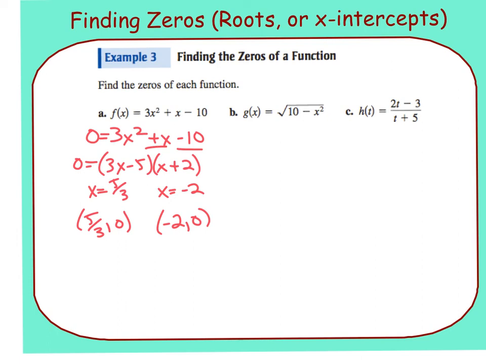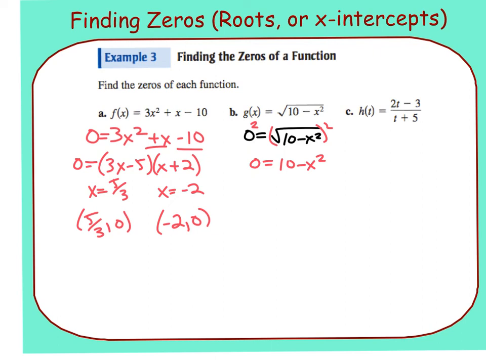This next one, I have the square root of 10 minus x squared. So, to find a 0, I just set it equal to 0. What do I need to do first? I need to get rid of the square root. What's the inverse operation of square rooting? Squaring. So now I square both sides. All right? So now I end up having 0 is equal to 10 minus x squared. And then what?